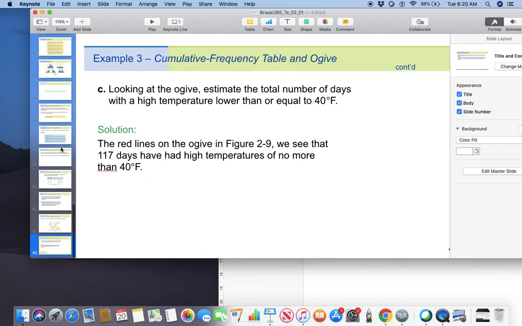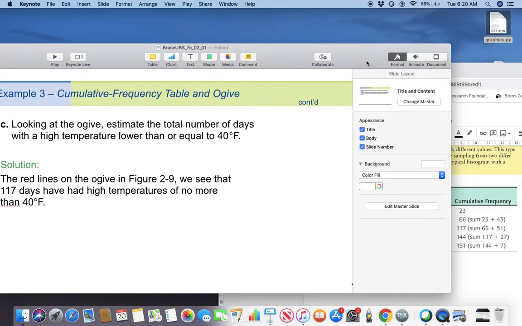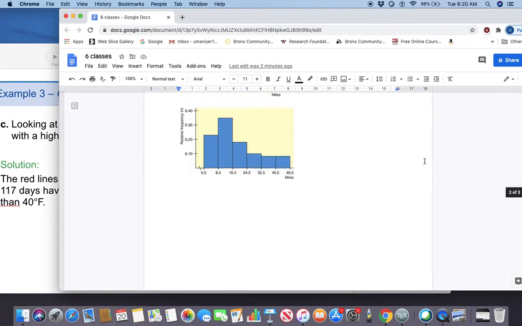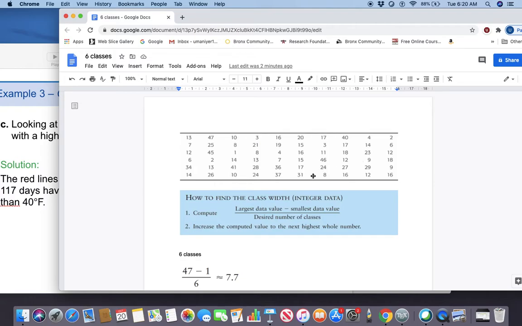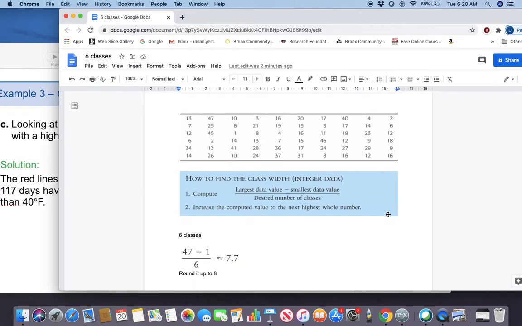Okay, so these are various ways of displaying data. So to summarize, let's begin. Suppose you are given a bunch of data. You want to divide them into classes. Typically you go from 5 to 15 classes. So suppose they tell you to use 6 classes. Take the largest minus smallest, divide by the desired number of classes. Whatever number you get, if it's decimal, round it up to the next whole number. That is your class width.